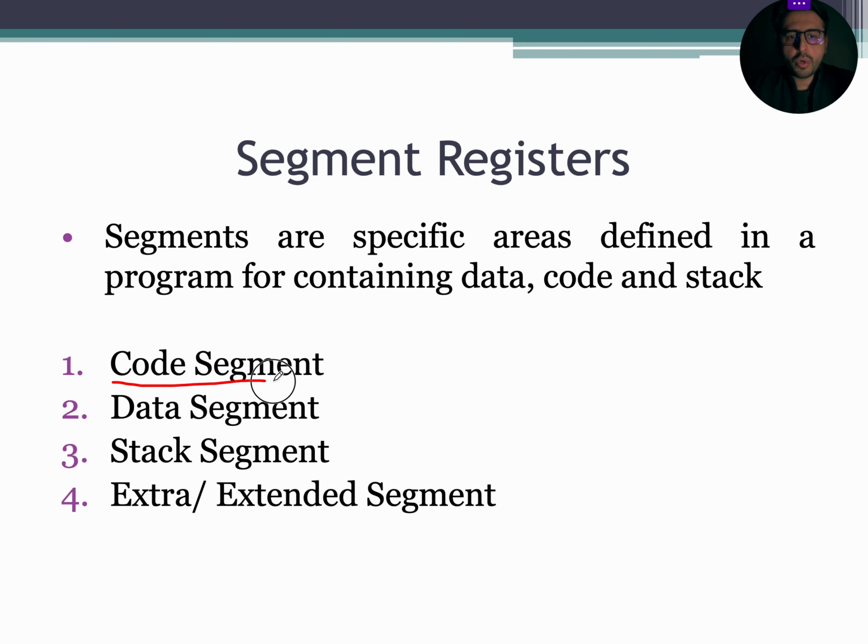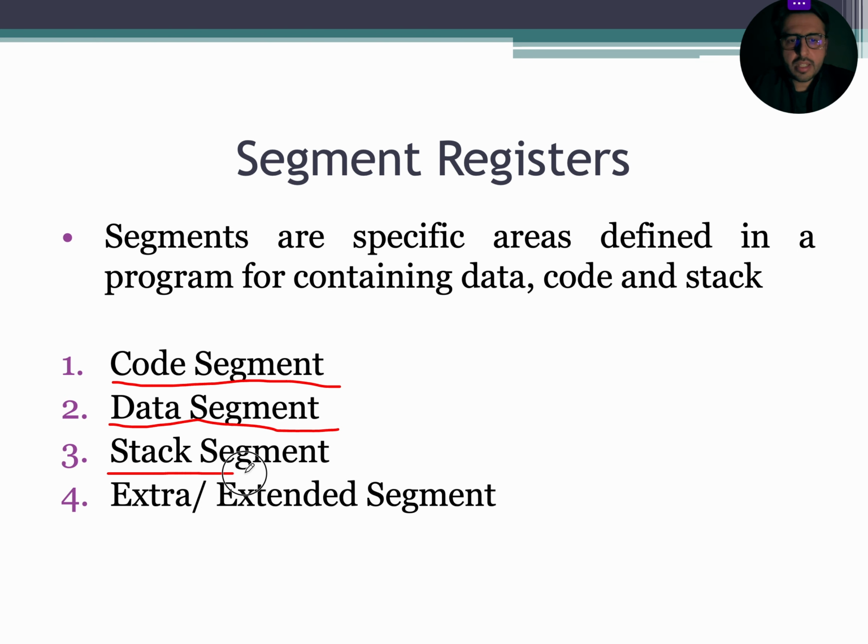First is the code segment. The code segment contains all the instructions to be executed. A 16-bit code segment register, also known as CS register, stores the starting address of the code segment. The second is data segment. It contains all the variables or data. A 16-bit data segment register or DS register stores the starting address of the data segment.